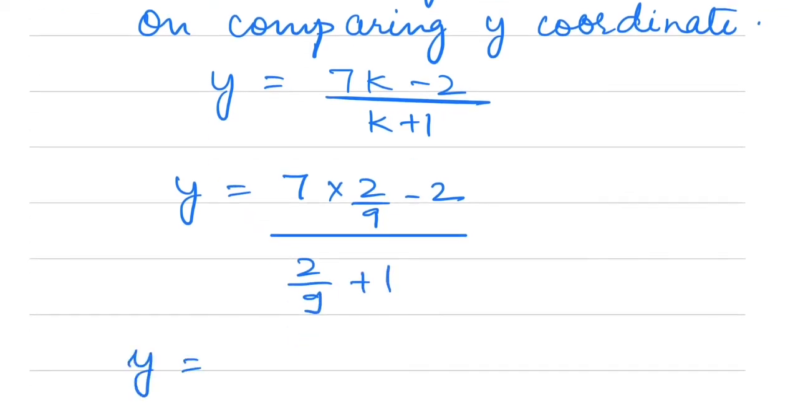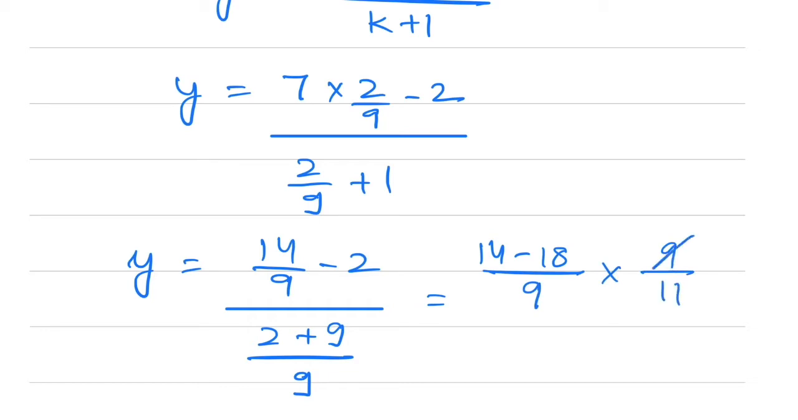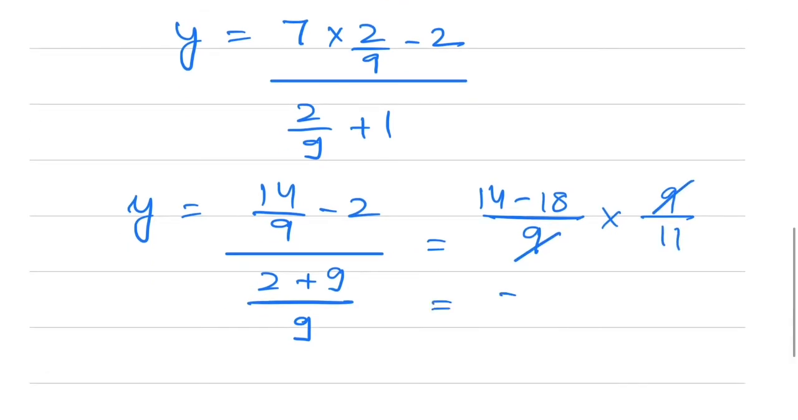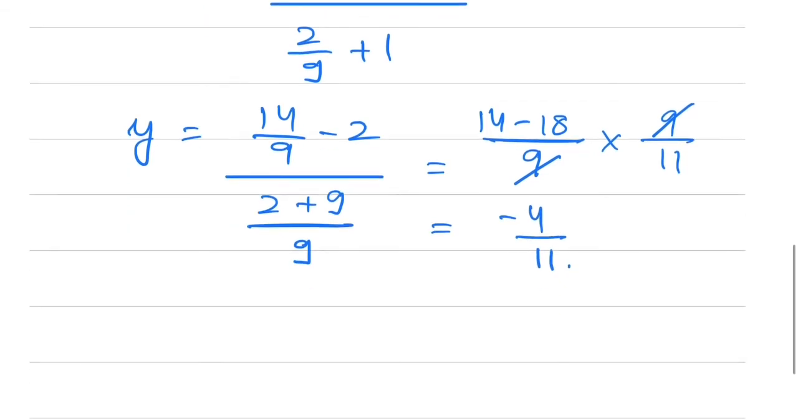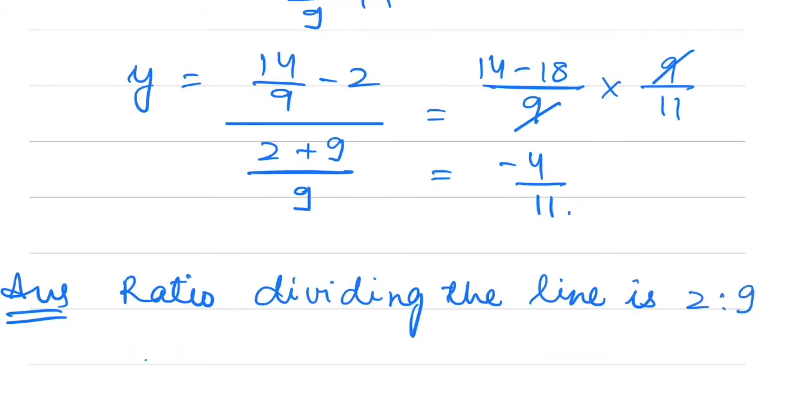y is equal to (14/9 minus 2) divided by ((2 plus 9)/9). This is equal to (14 minus 18)/9 into 9/11. This gets cancelled. So we have minus 4/11. So the answer: the ratio dividing the line is 2 is to 9 and y is equal to minus 4/11.